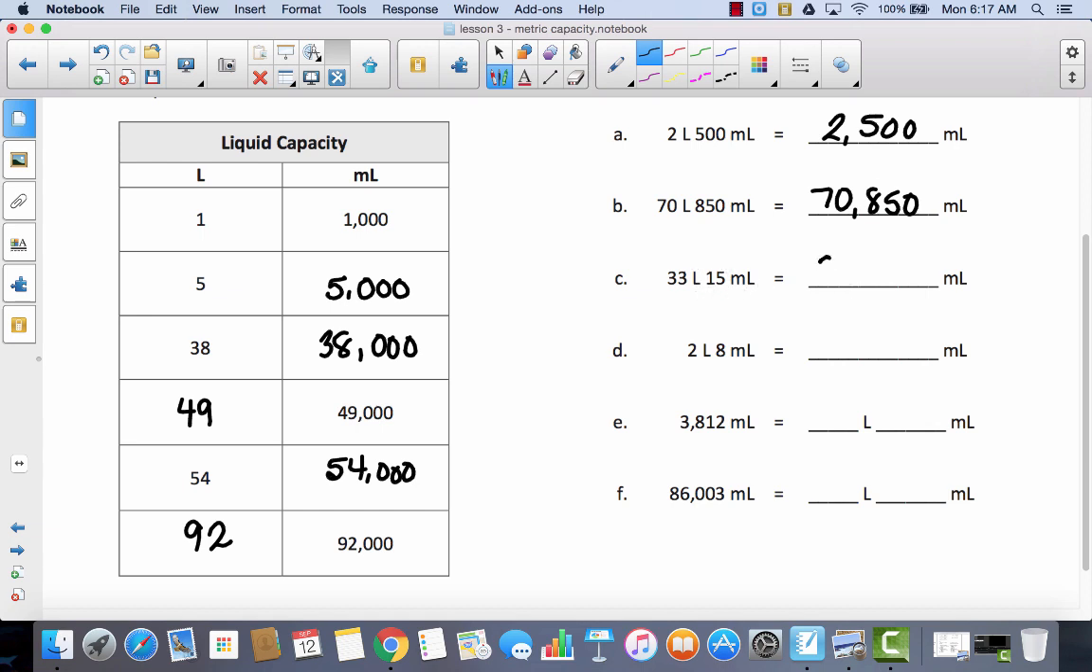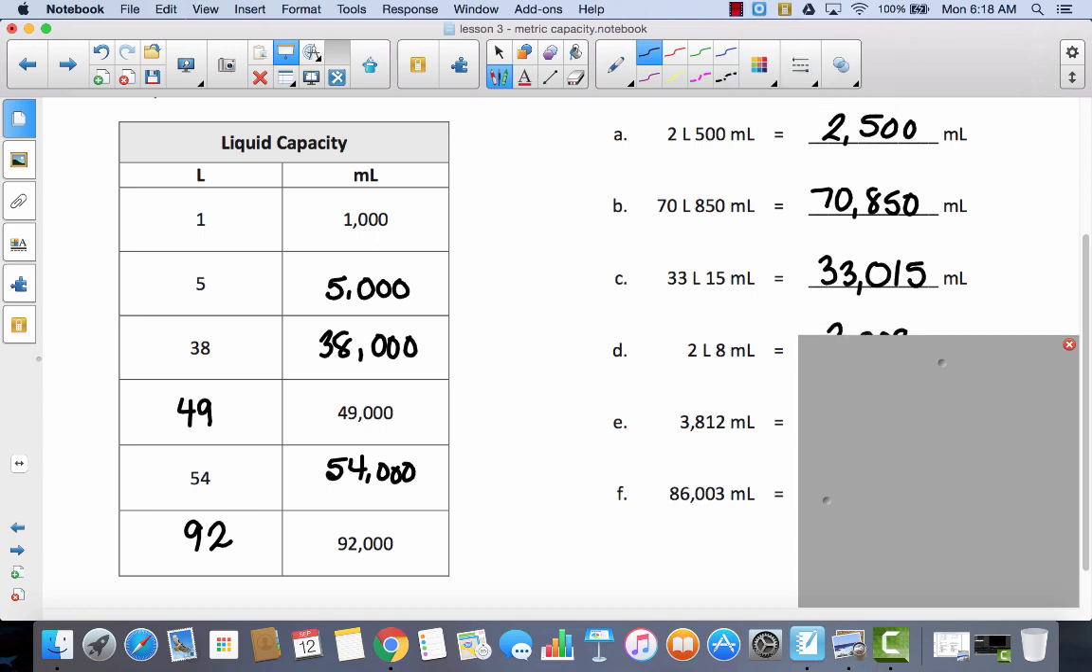Now, here's where some kids could get tripped up. You have to remember that this is 33,000. If this is 33,015, I have to put a 0 here. If not, I don't have a real number. My comma's in a weird spot. I want you to go ahead and try to do D, E, and F by yourself, and then let's come back and check together.